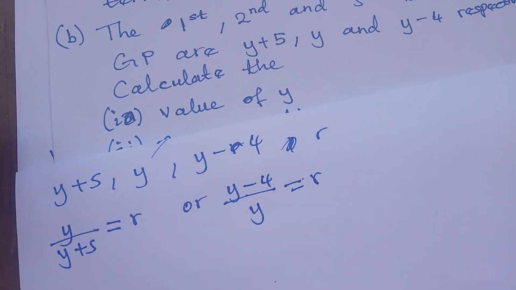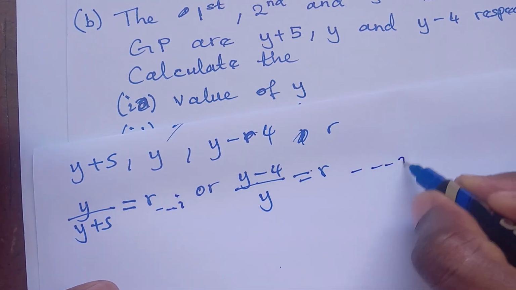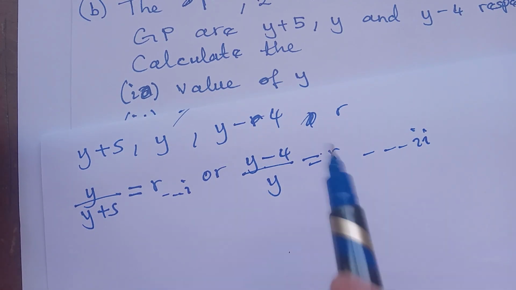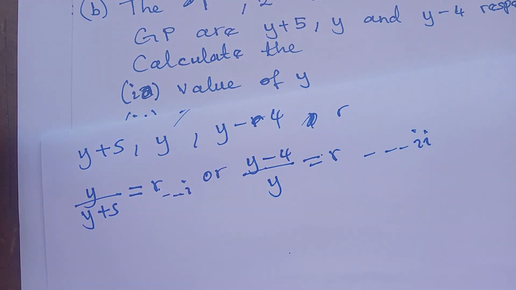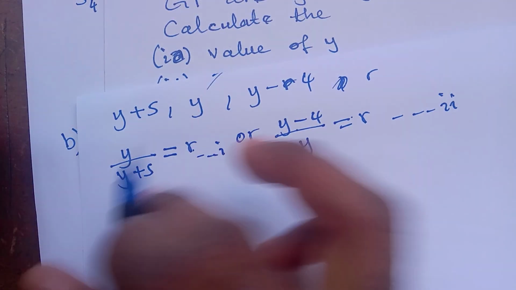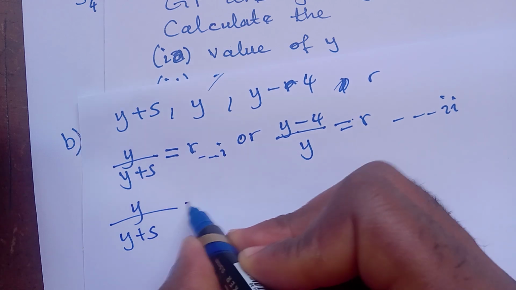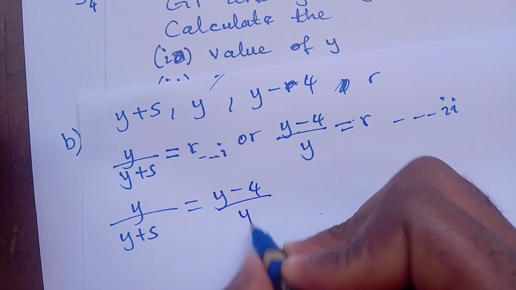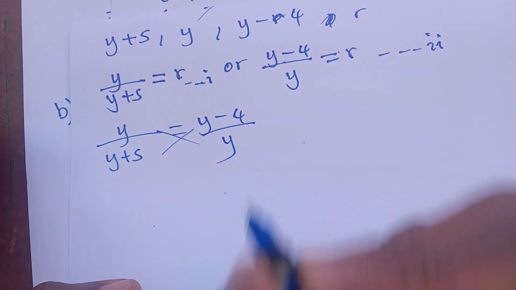So you can treat this as your equation 1, and this will be your equation 2. Remember, they have a common ratio, which is r. So when you divide this by this, you get the same answer as when you divide this by this. So I can just equate them. y over y plus 5 is equal to y minus 4 over y, and then you can cross multiply and solve for y.